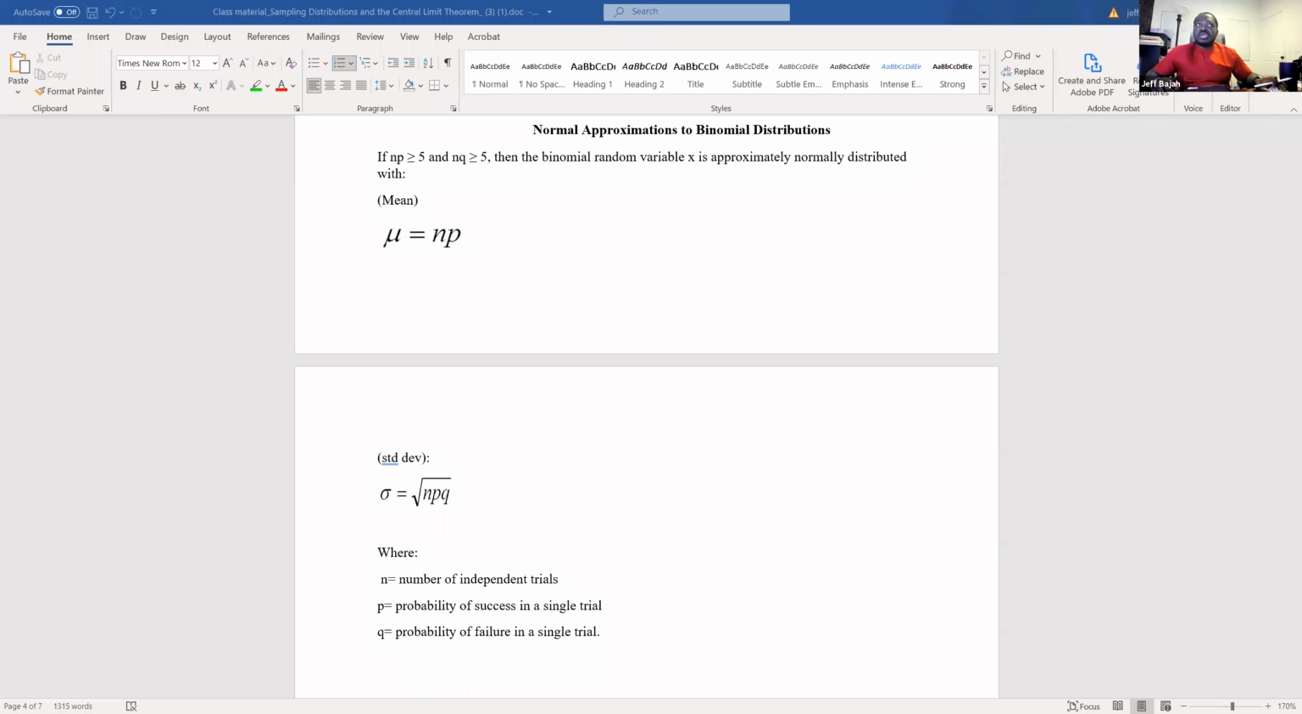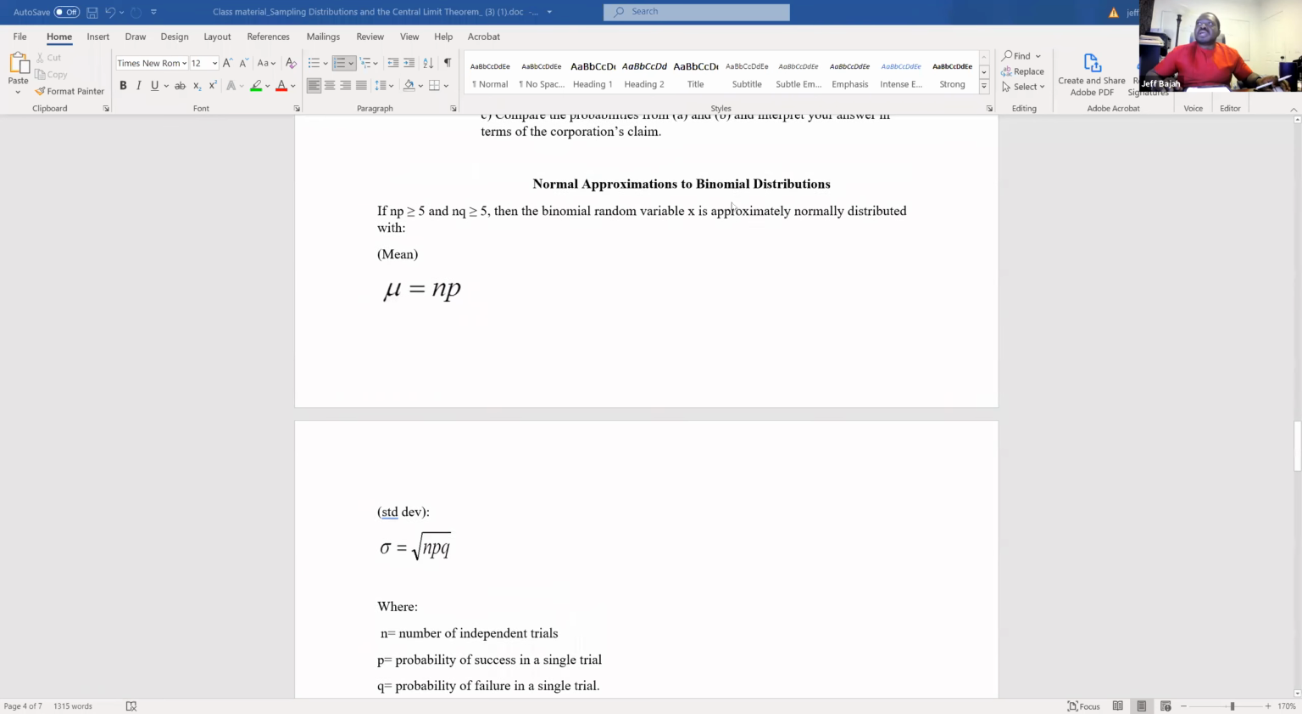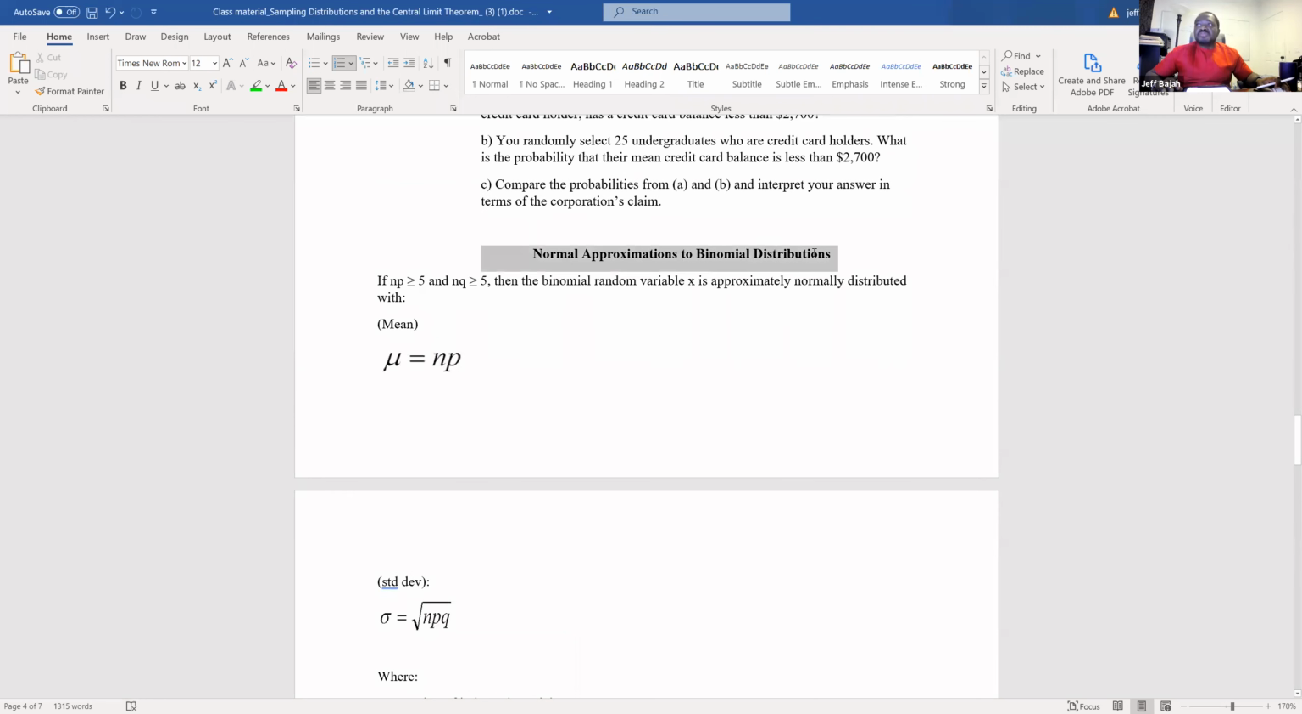So now we're going to look at another topic, and that topic is called normal approximation to binomial distribution. So let me share my screen. I want to explain this first before we solve it. I want to explain what that means.